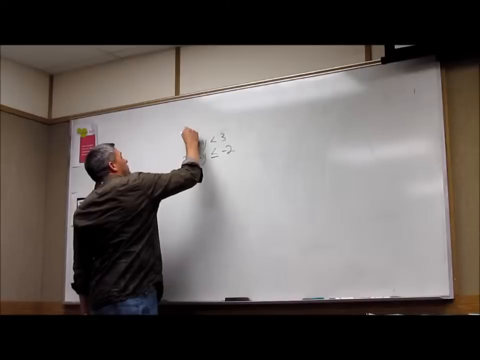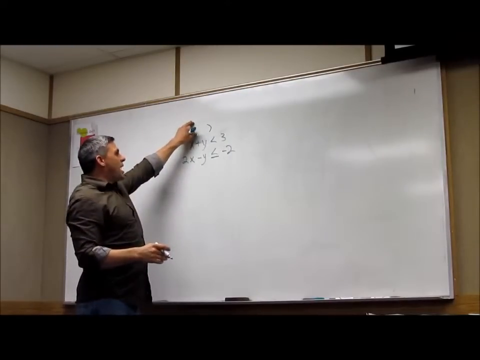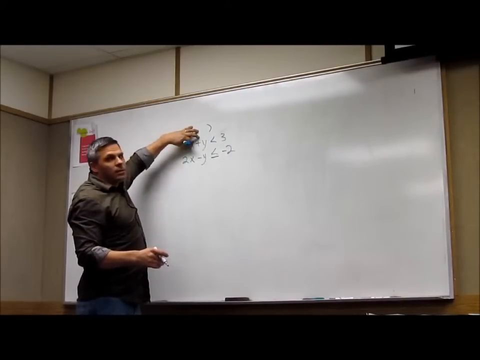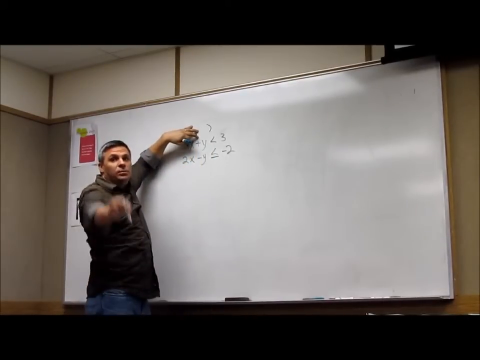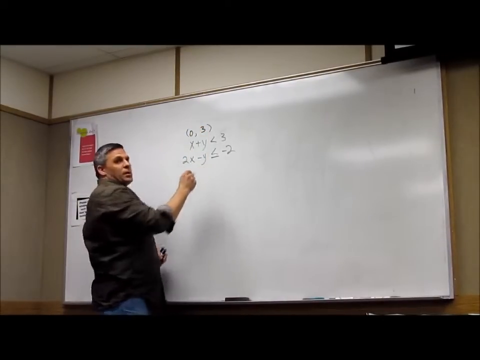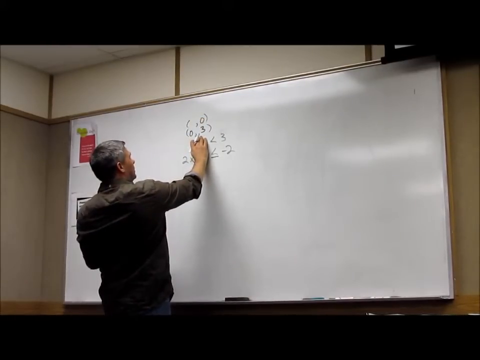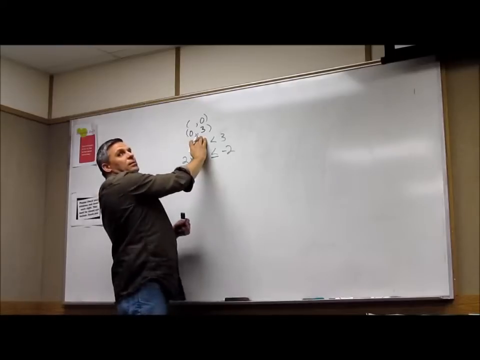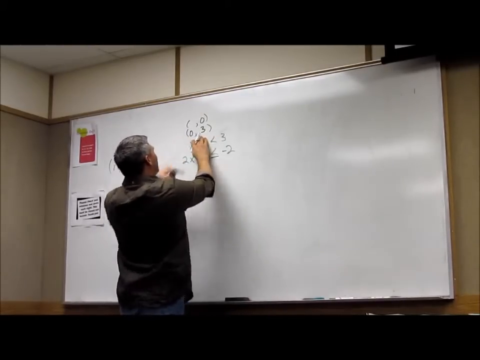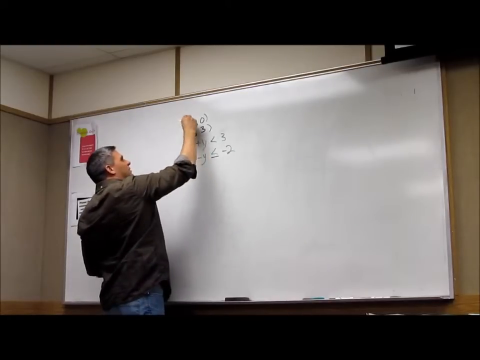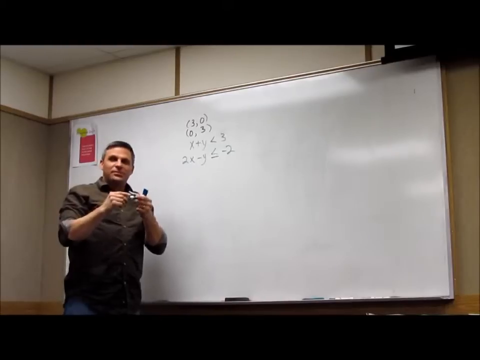Plug in a 0. And what is y? Just look at this as an equal to. Y is 3. That was easy. Plug in a 0 for y. And what is x? Well, it's not a trick question. Top one first. 3. Okay? It's that simple. It really is.